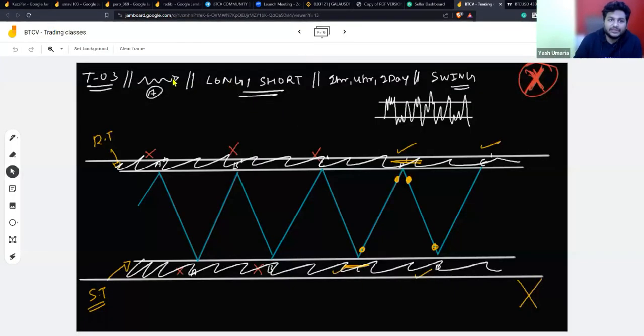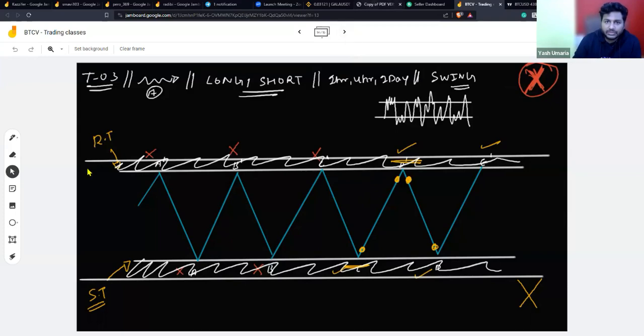In the previous class, we discussed trading setup 03, in which we took long and short positions. It's a swing trading setup, and I also mentioned that you might not use this setup for trading. This was already explained, and this was the result. I think I showed you an example on Chainlink.